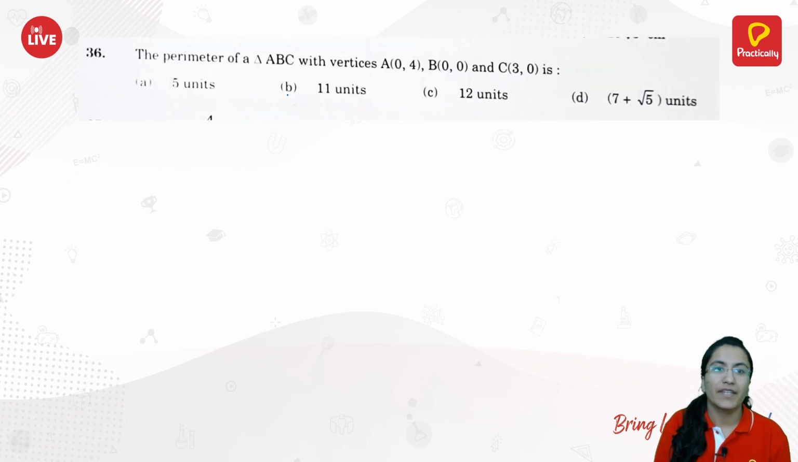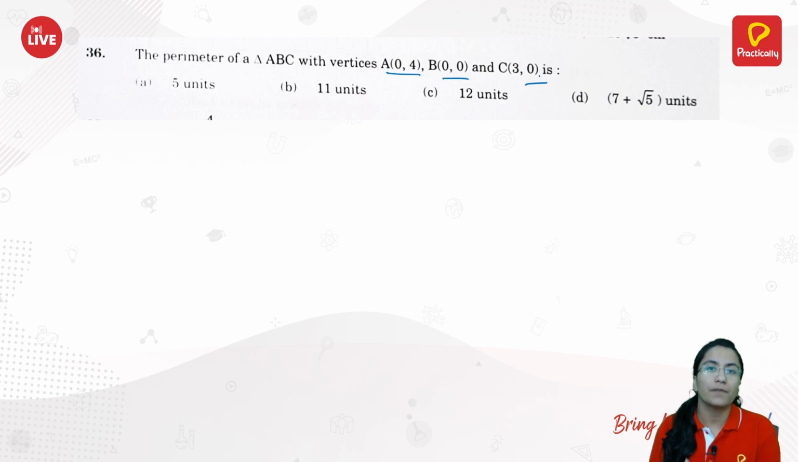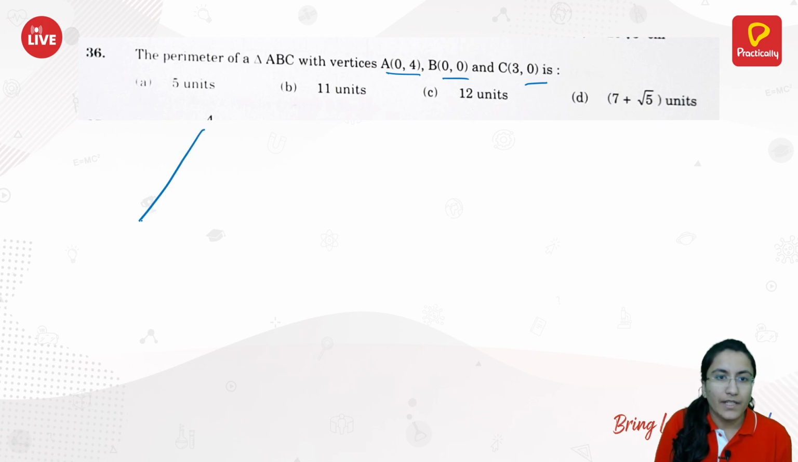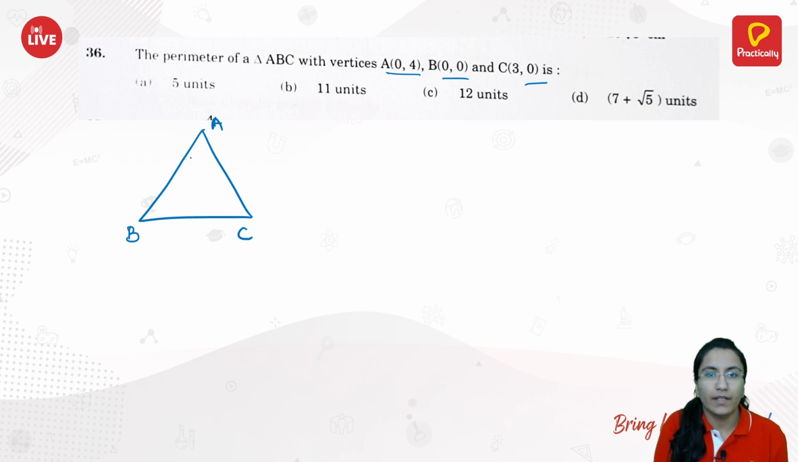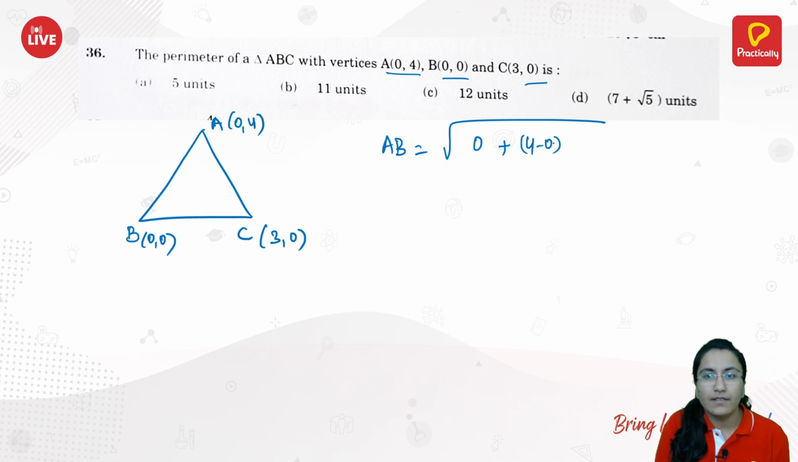Next question is, the perimeter of triangle ABC with these three vertices, perimeter we are supposed to find. Okay, so we have triangle ABC. This is 0 comma 4, this is 0 comma 0, this is 3 comma 0. Now AB would be equal to under root of (0 minus 0) square plus (4 minus 0) square, that is 4 units only.